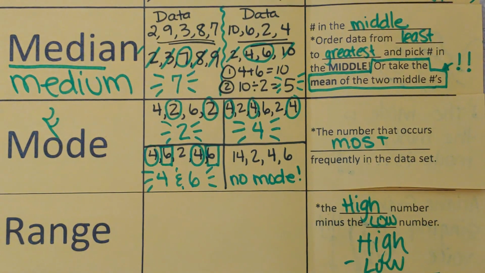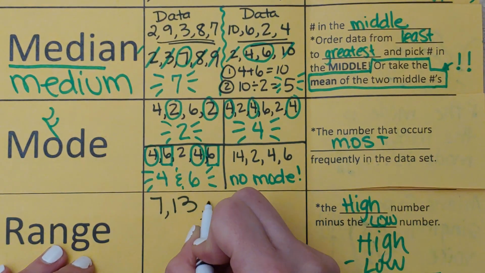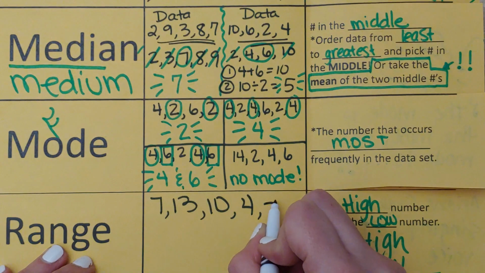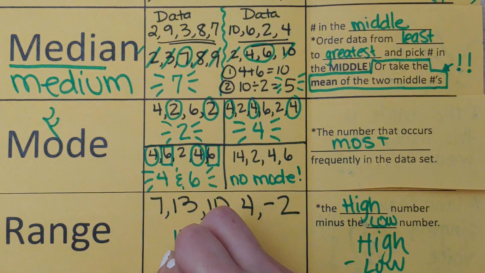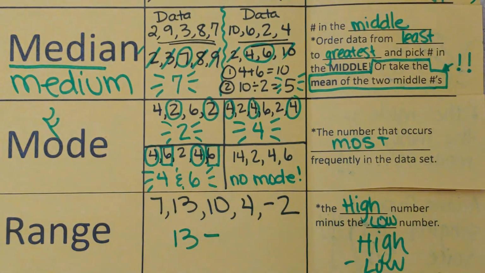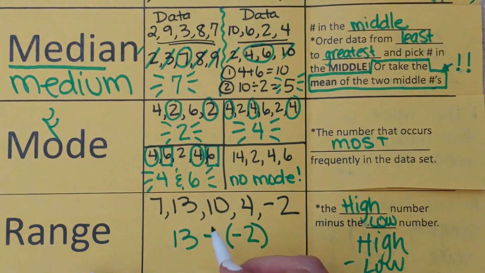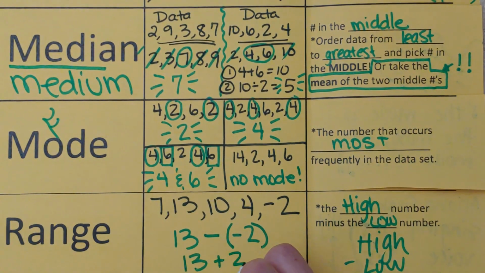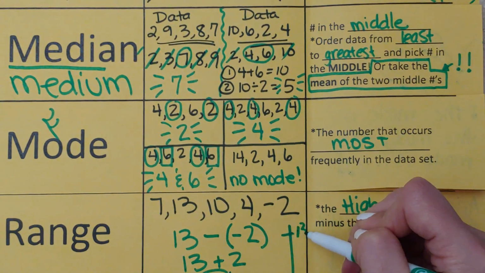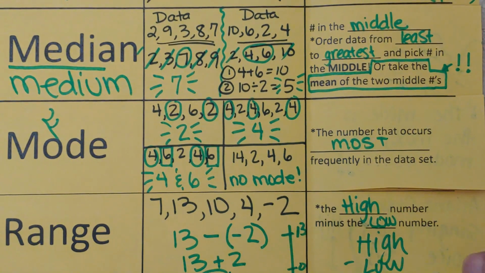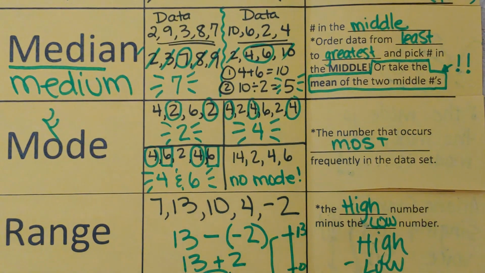So if our data was something like 7, 13, 10, 4, and -2, what is our biggest number? Biggest number is 13. And we're going to subtract our lowest number, -2. Two negatives make a positive, so I have 13 plus 2, which gives us 15. To prove it, we could do a quick little sketch, going all the way from 13 down to -2. We could even count it on a number line if we needed to.